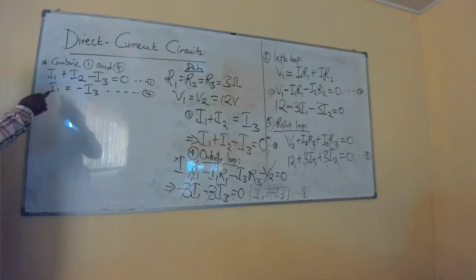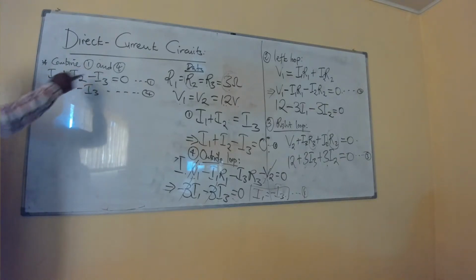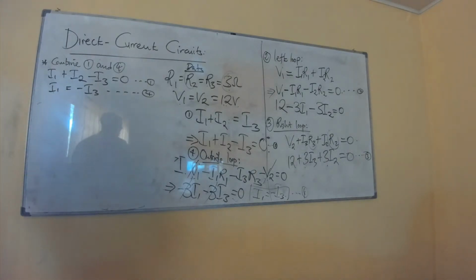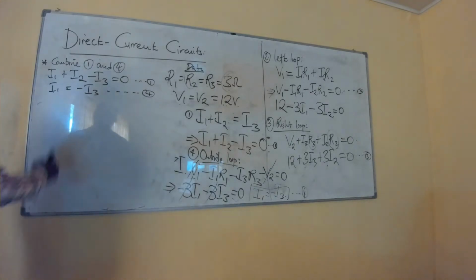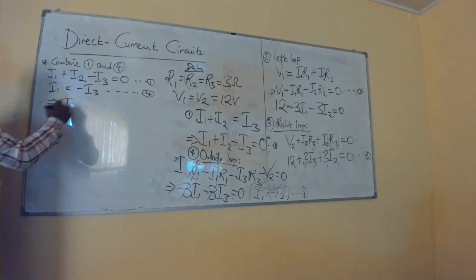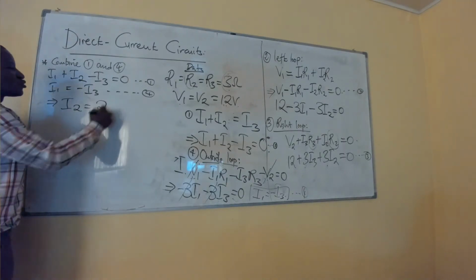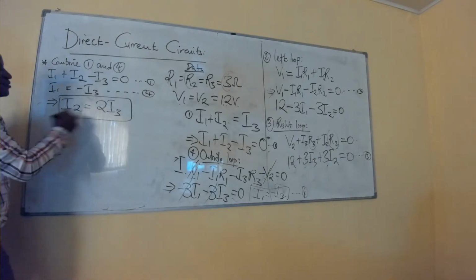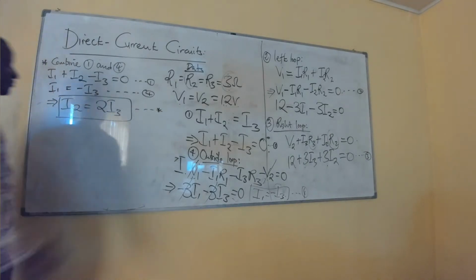Or you can put, where there is minus I3, you put I1 and see what happens. So what we see from here is that I2 must be equal to 2 I3. So this implies that I2 must be equal to 2 I3. Okay, we take note of that as our star.